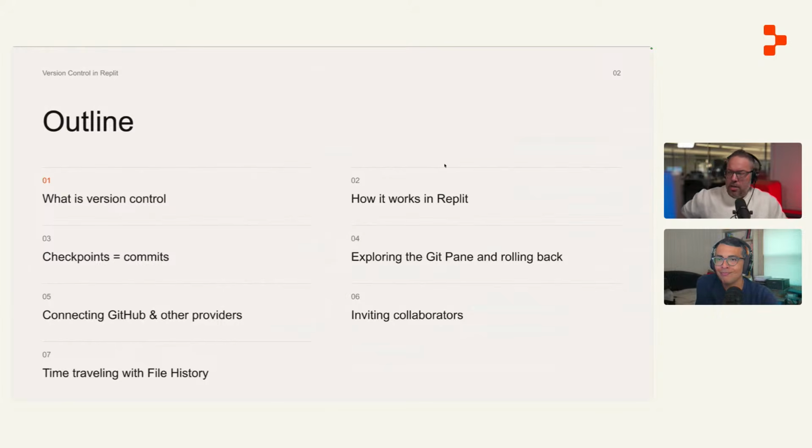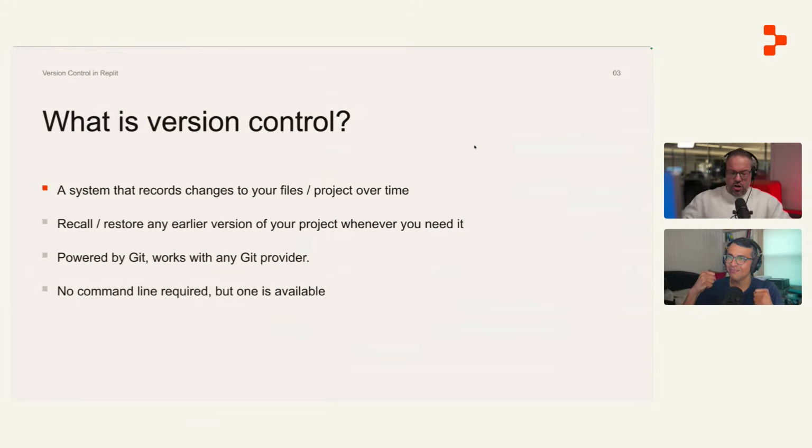We'll invite collaborators and talk a little bit about what a branch and what parallel tasks look like and how that maps to Git inside of Replit. And then finally, we'll close with looking at specific file history, and I'll show you something that probably most of you have never seen in Replit. So let's get started with it.